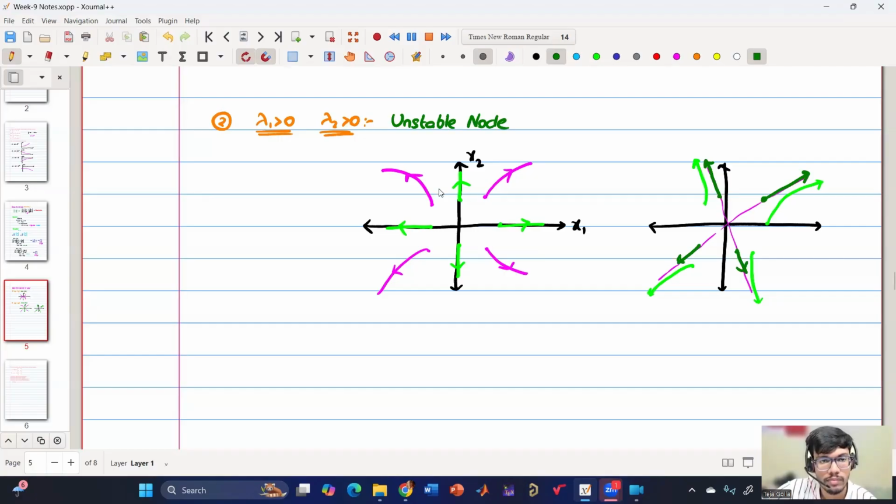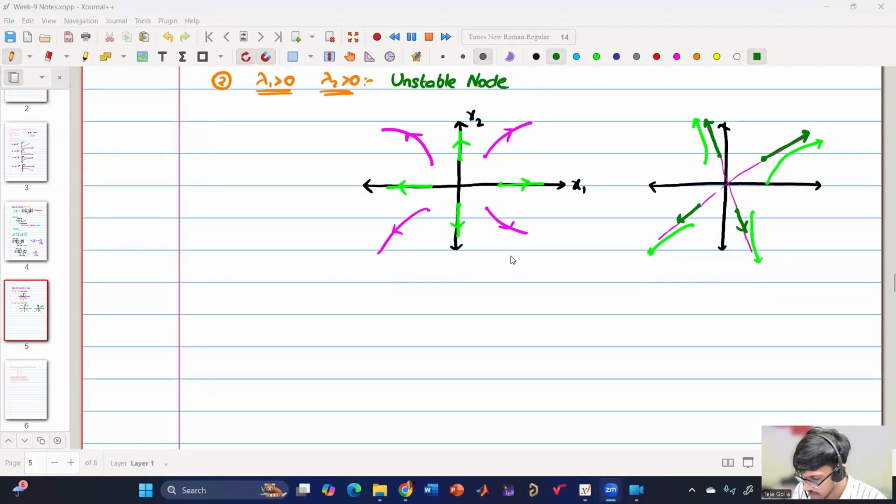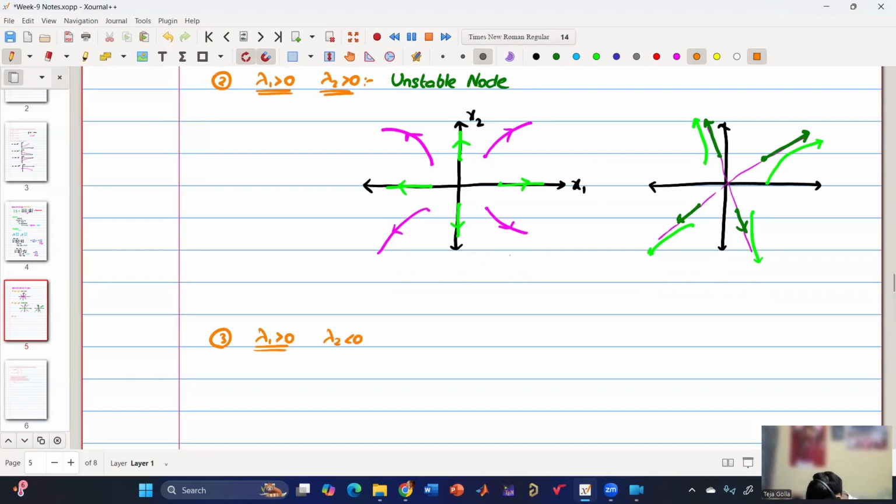Yes. Now let us consider another case. The third case: say we have one stable and one unstable. Say lambda 1 is positive and lambda 2 is negative. Can you tell me what this equilibrium point is now, if one is stable and another is unstable?